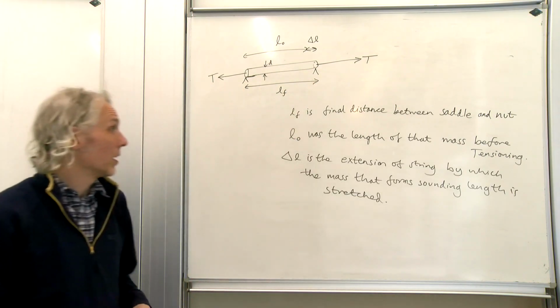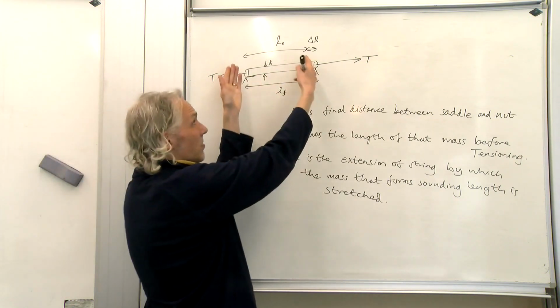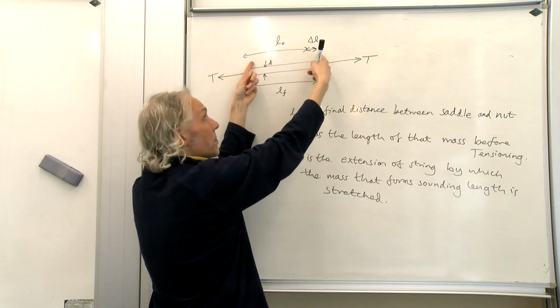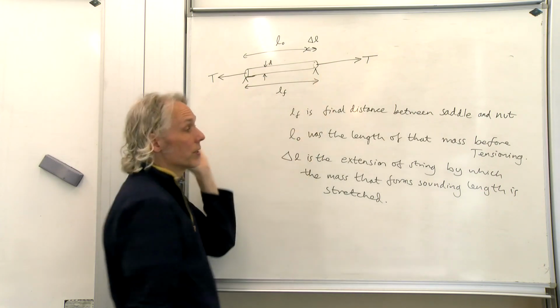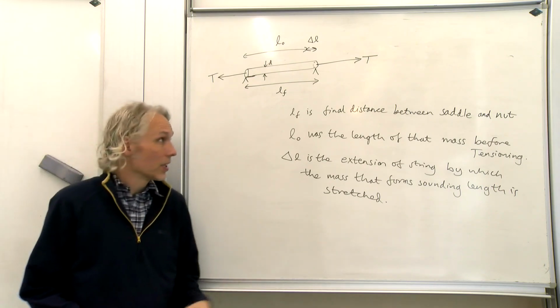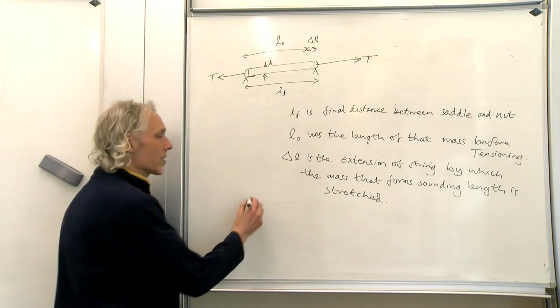Okay, so we start off with a mass element which is going to end up being the entire sounding length of the string. It's not quite there yet. We stretch it and it ends up happening to be LF in length and under tension T. Okay, so that's the way to think about what happens to the actual mass in the string in painstaking detail.